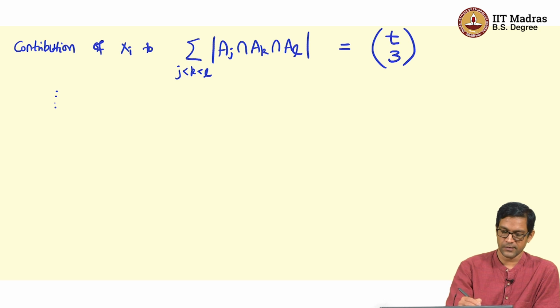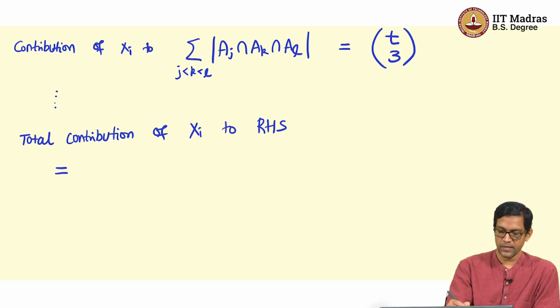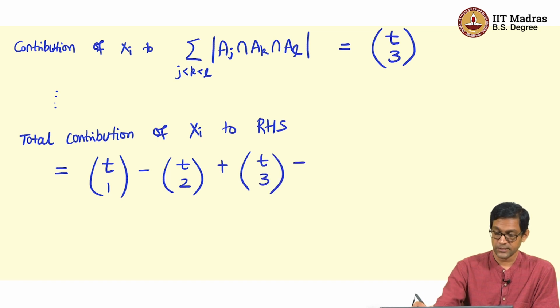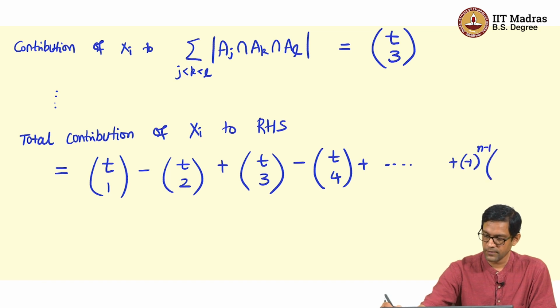So now you can see the general pattern. So the total contribution therefore is just these binomial coefficients, with a sign, remember. The first term was t, which is the same as t choose 1, minus, pairwise intersections is a plus, intersection of triples is a minus, quadruples is a plus, and so on. So there are these many ways of choosing xi. This is the total contribution of xi to the RHS, and what is the final term? As you remember, it is minus 1 to the n minus 1, t choose n.